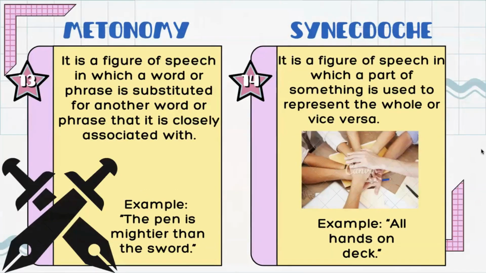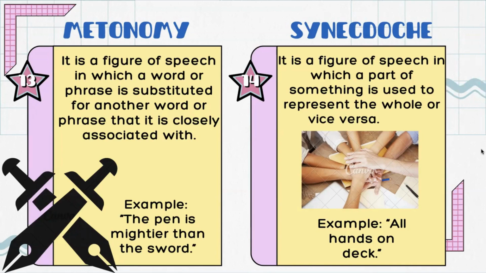So what's metonymy and synecdoche? They both are figures of speech that involve the use of one word or phrase to represent another. However, there are some differences between the two. Let's see the definition for metonymy. It is a figure of speech in which a word or phrase is substituted for another word or phrase that is closely associated with it. Synecdoche is a figure of speech in which a part of something is used to represent the whole or vice versa.